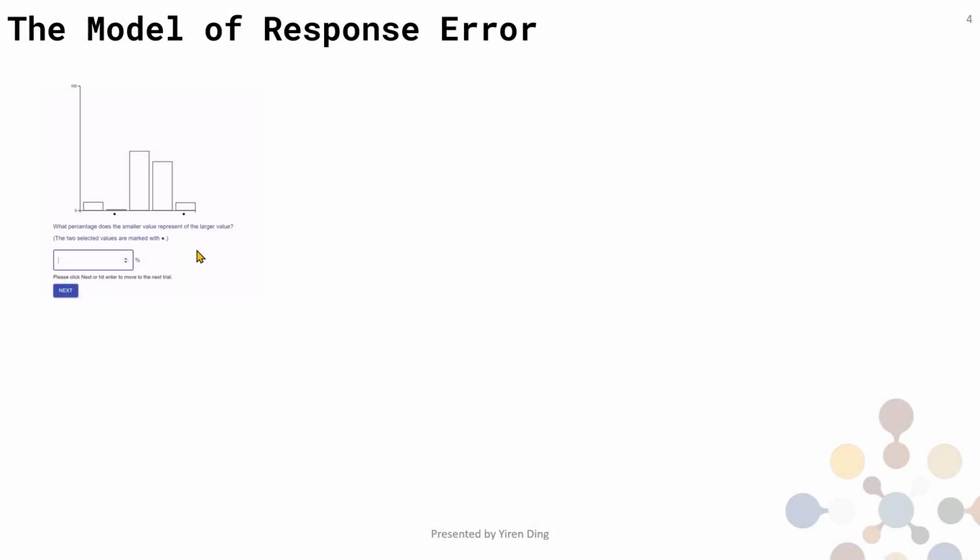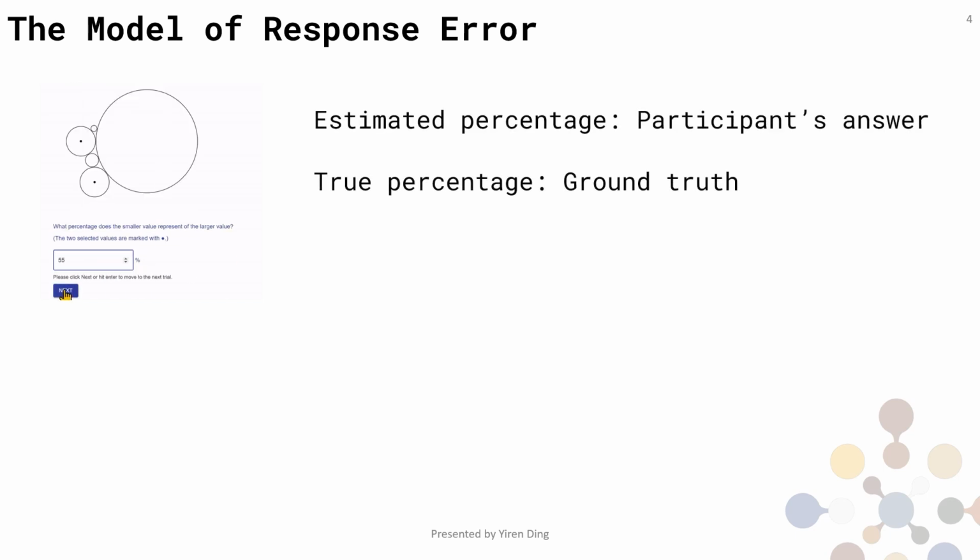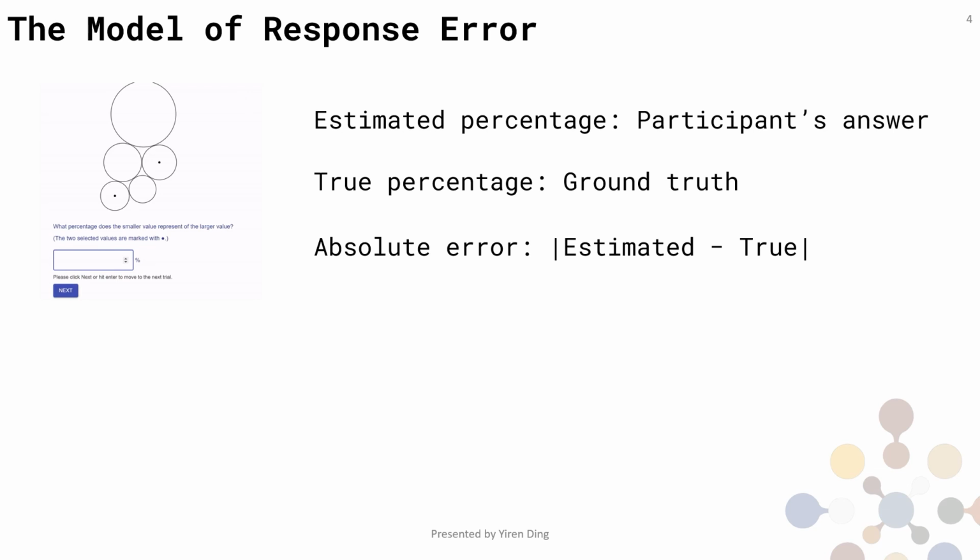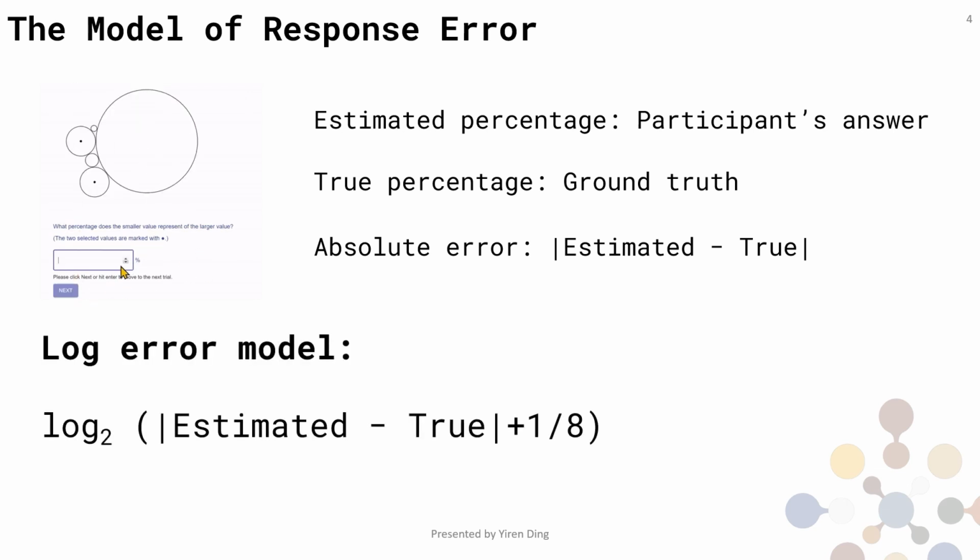Then, we actually care about 2 values from each trial. The estimated percentage is the answer given by participants, and the true percentage is the ground truth. From these 2 values, we can calculate the absolute error. Then, Cleveland and McGill used this log error model to measure the performance of the charts. A lower value indicates lower error, which means better performance.